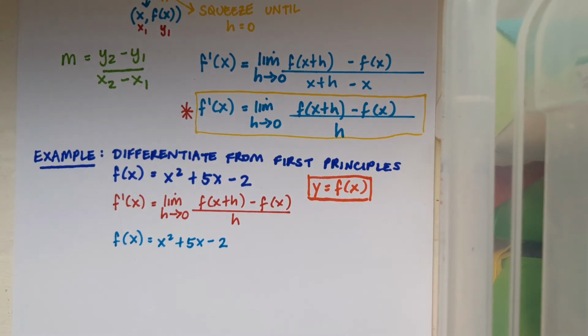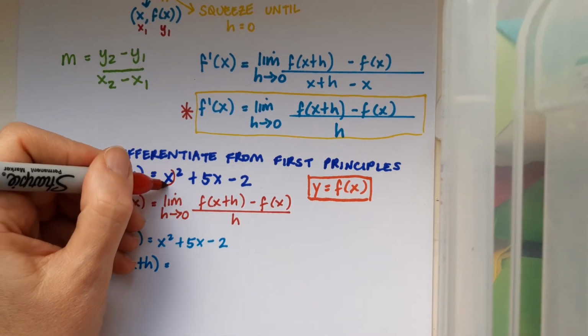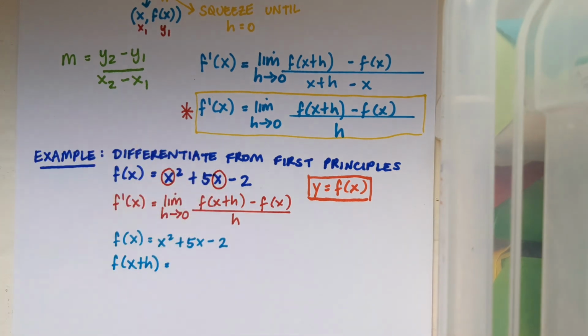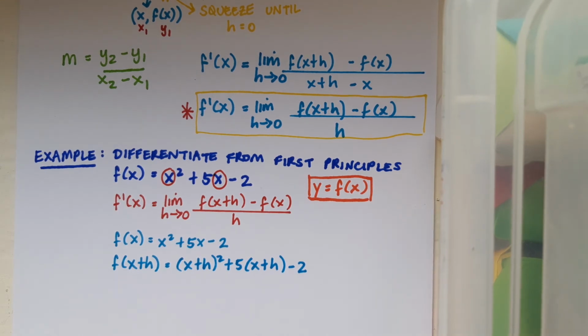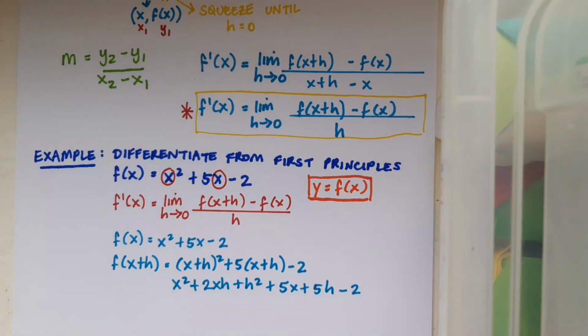Now I'll make note of f of x plus h. To get f of x plus h, I'm literally just going back to my original function and replacing all the x's with x plus h's. And I should just make sure to put them into brackets as I fill them in. Take care to tidy this up properly. So pause the video now and do that, and then play and check and see if you got what I got. So this tidies up to x squared plus 2xh plus h squared plus 5x plus 5h minus 2.